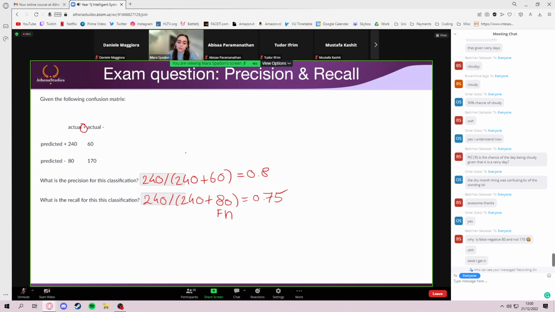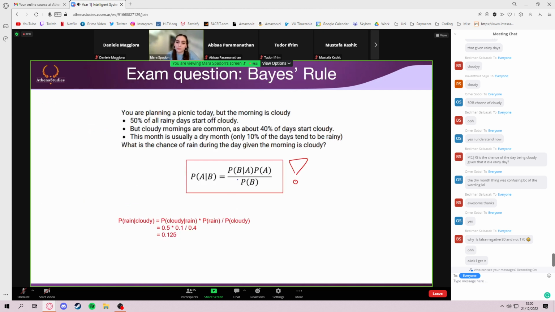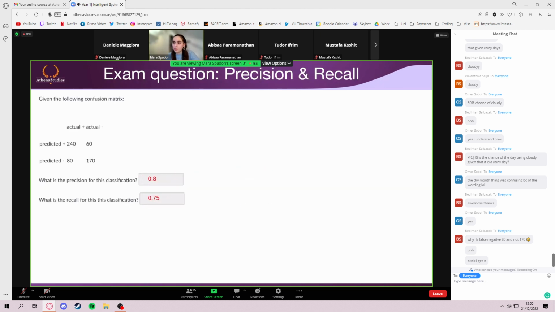But so Bayes' rule, you have to memorize that one. I think the easiest way to memorize it is that since A is on the last part here, that is what you have to multiply it with. That's how I remember it. And then divide by B. Okay, so I think most of you got that one.